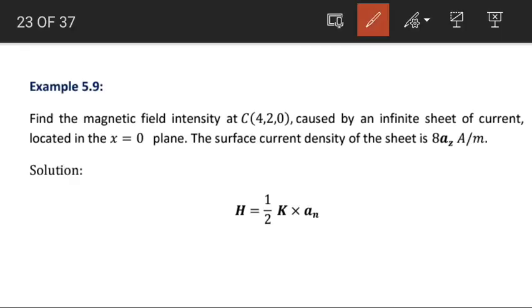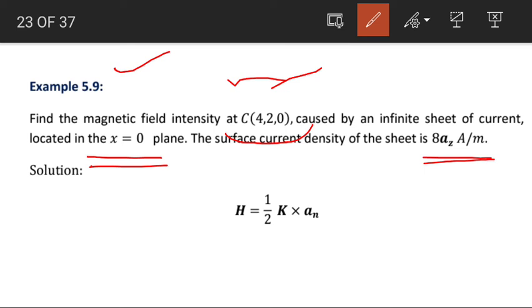Well, in example number 9, we want to calculate the magnetic field intensity at 4, 2, 0, which is caused by an infinite sheet of current. The infinite sheet of current is located in the x is equal to 0 plane, and the surface current density of the infinite sheet of current is 8 az ampere per meter.